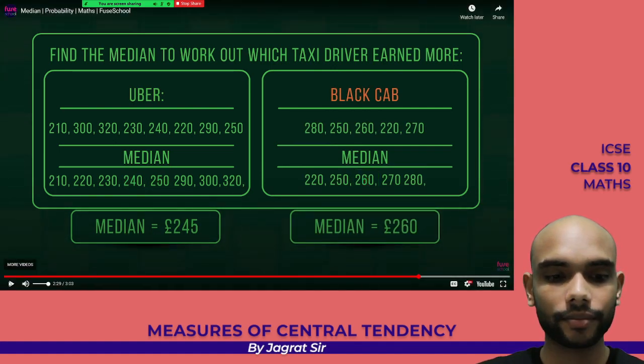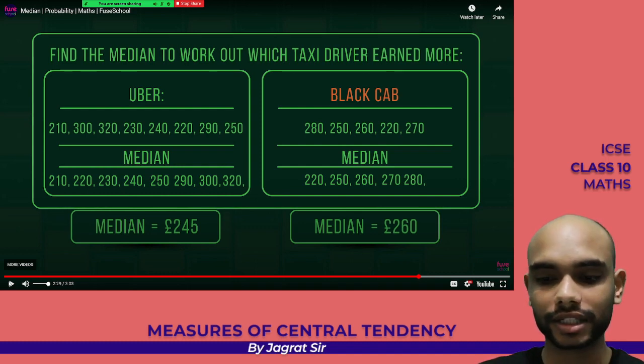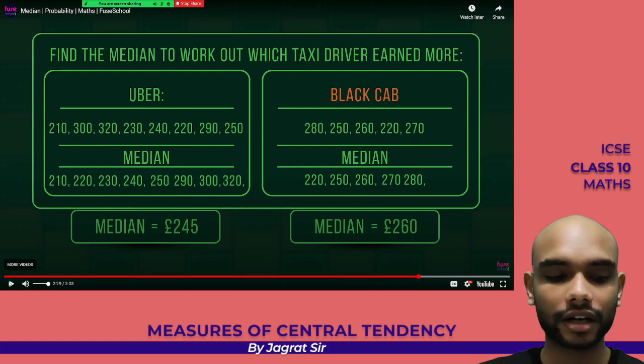So guys, see, when the middle number was found, it was 240. For this the middle numbers were 240 and 250. We find the average of that, 490 divided by 2. So that's why you are getting 245. Here the middle number was 260, no brainer. So the black cab driver earns more.